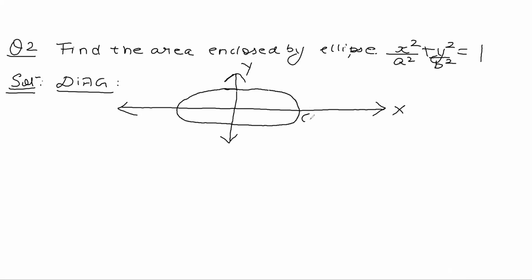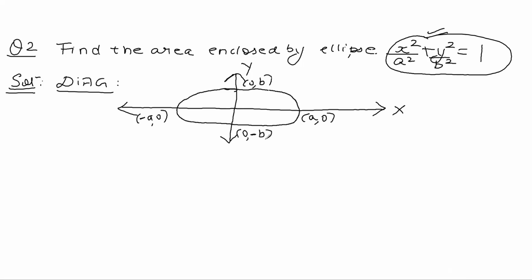So this is a comma 0. This point is minus a comma 0. Basically, you put y as 0 here. So x square is equal to a square, which means x is plus minus a. And if I put x as 0 in this equation, y square is equal to b square, which implies y is plus minus b. So guys, this is 0 comma b. This is 0 comma minus b. This is my ellipse, and basically I need to find this whole area.